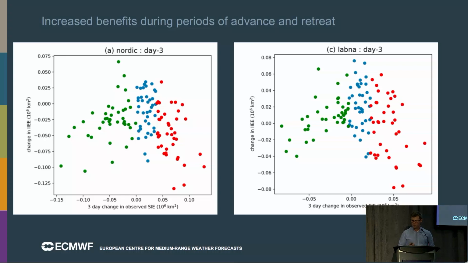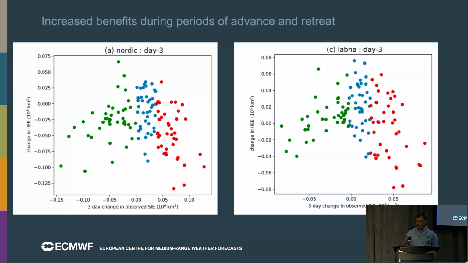Okay, so we can ask the question, are these improvements coming in all forecasts or just in some? What we can do is look at things like the 3-day change in the sea ice extent, and then the change in the day 3 forecast error. This is what's plotted here. And you can see from the slightly horseshoe shape of this scatter plot that actually the forecasts are most improved during periods where the sea ice extent is changing most rapidly.